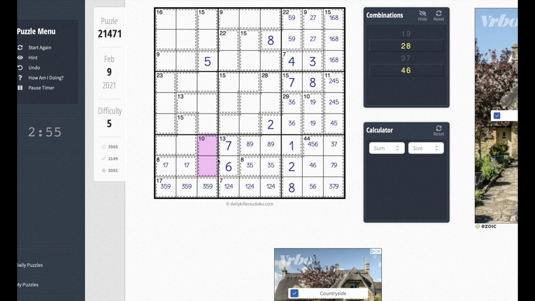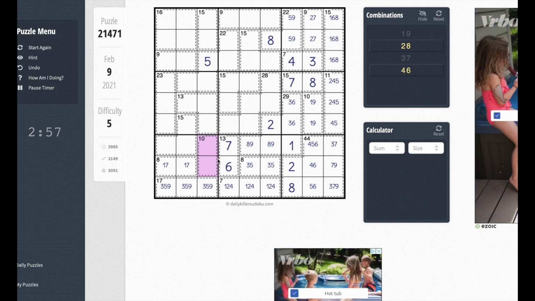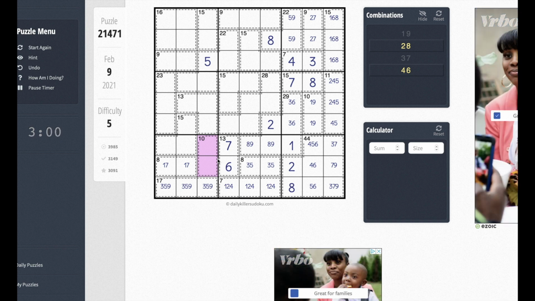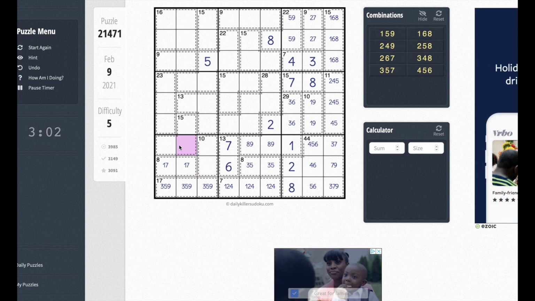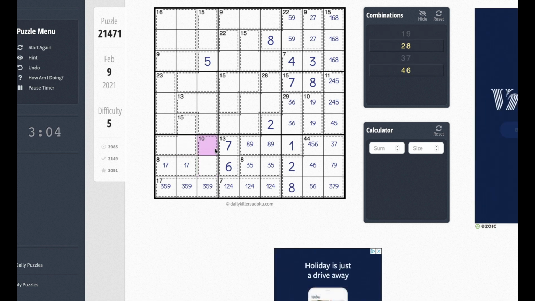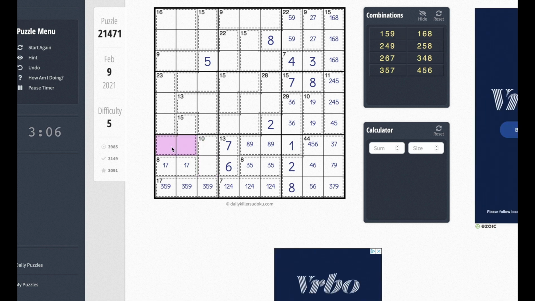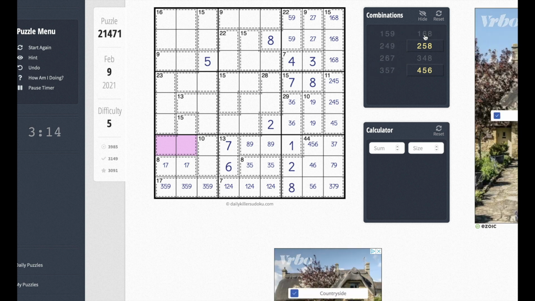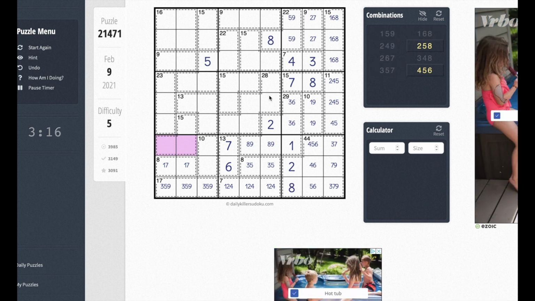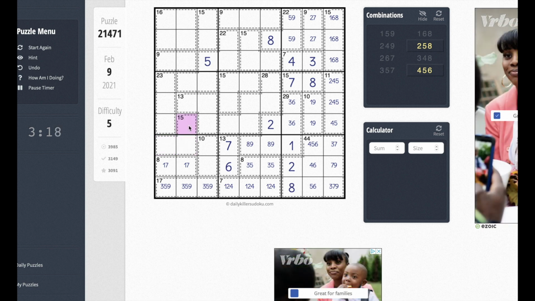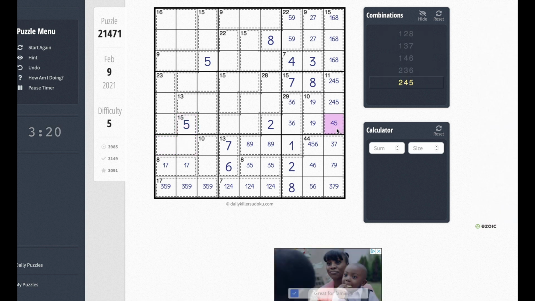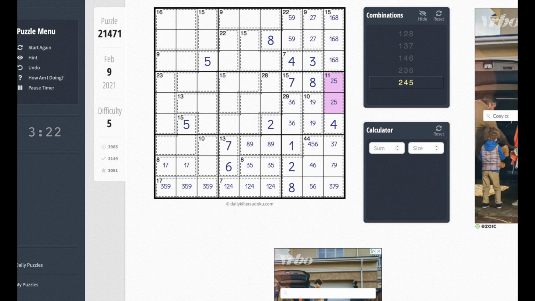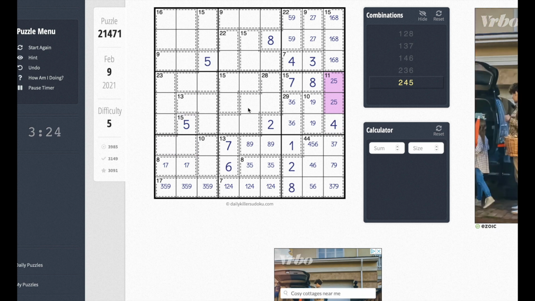2, 8, 4, 6. Both are valid at the moment. That's 2, 8 or 4, 6. So there's got to be either a 2 or 8 or a 4 or 6 in here. 2, 8 is there. 4, 6 is there. Making that a 5. Taking 5 out of there. 4's out of there.